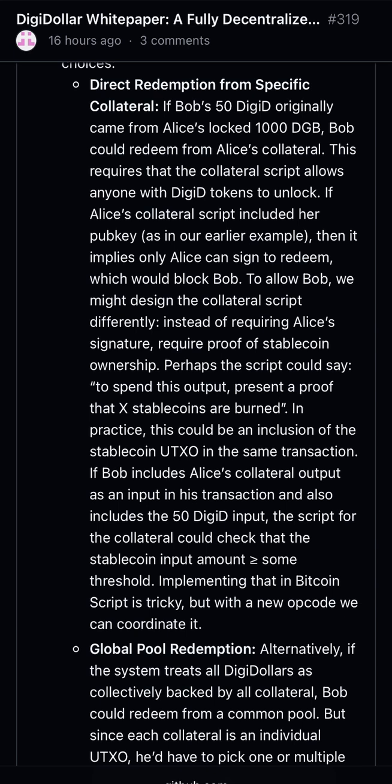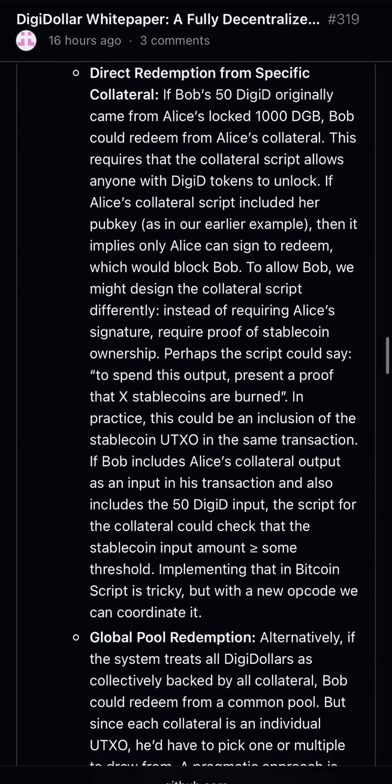If Bob includes Alice's collateral output as an input in his transaction, and also includes the 50 DigiDollar input, the script for the collateral could check that the stablecoin input amounts to some threshold. Implementing that in Bitcoin script is tricky, but with a new opcode we can coordinate it.